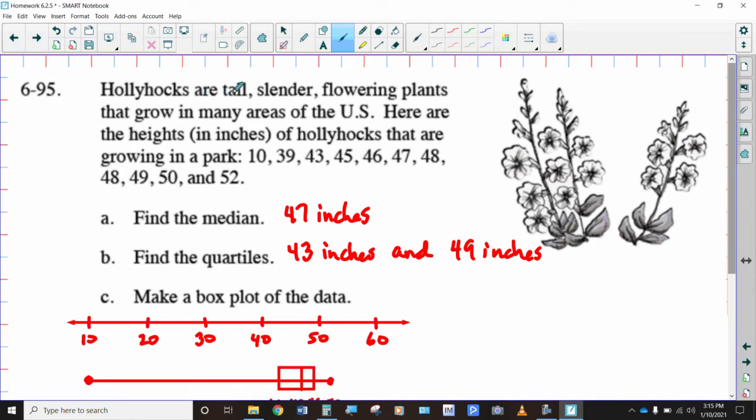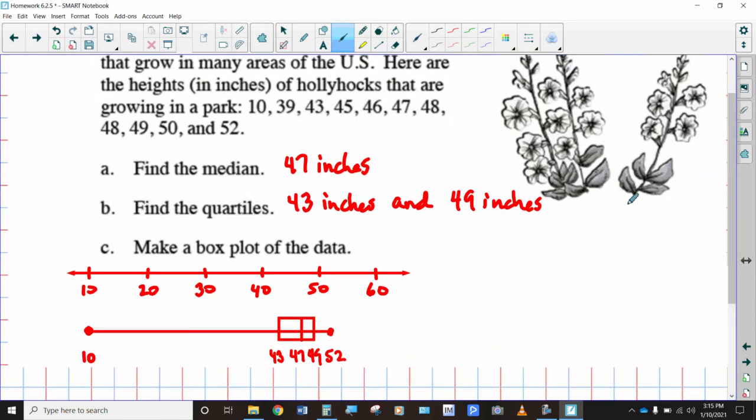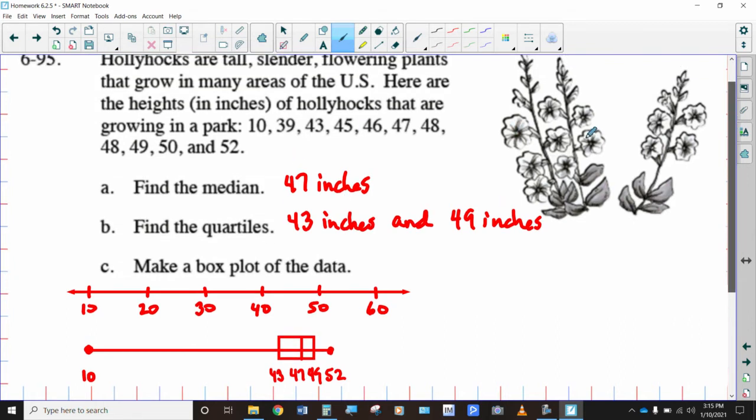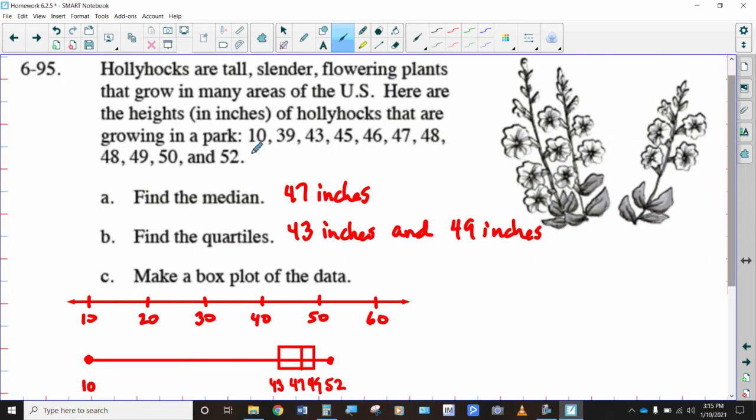Hollyhocks. Why are we so into box plots these days? Chapter 7's coming up, and this is the chapter where we do a little bit of data statistics, but not a lot of box plots. That's kind of weird. But anyway, we never want to forget it, so let's just practice it.